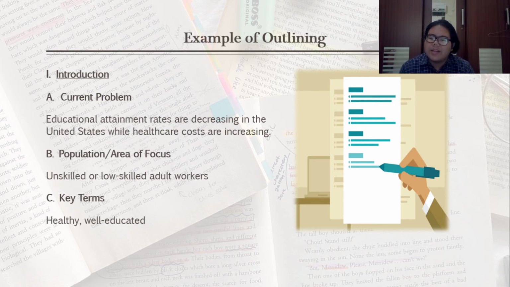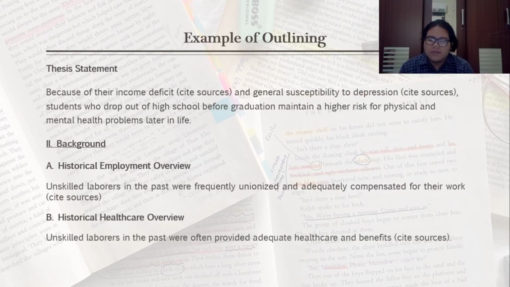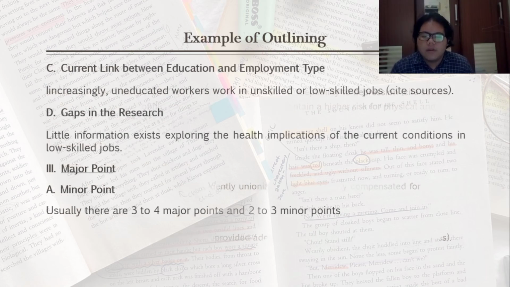Here are some examples of outlining. First, there is an introduction part, and the introduction part consists of a current problem, a population or area of focus, key terms, and a thesis statement. The second one is the background. In the background, you also add gaps in the research. The gap here is that little information exists exploring the health implications of the current condition in low-skilled jobs, in the example. Third is major points. Major points consist of minor points. Usually there are 3 to 4 major points and 2 to 3 minor points.